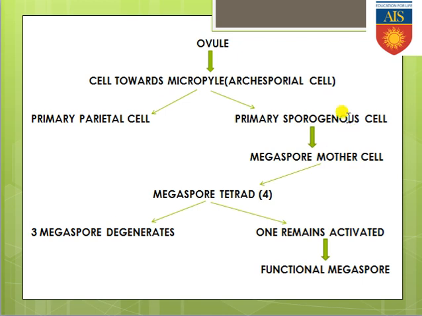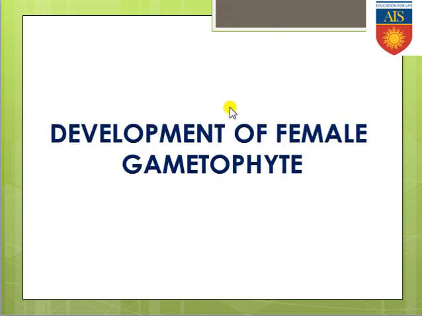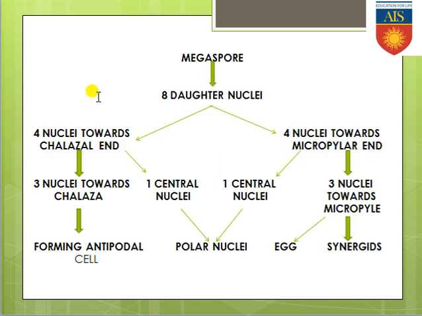Now I am moving to the next slide where we will be discussing the development of the female gametophyte. That means when the megaspore or embryo sac is formed, inside the megaspore there is only one cell with one nucleus. Now from that one cell and one nucleus, how are 7 cells and 8 nuclei produced within the embryo sac, the structure we saw in the previous slide? Let's see how it forms. First of all, you can see here I have written the megaspore containing a single cell, single nucleus.